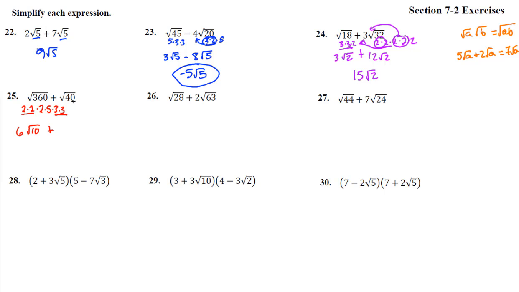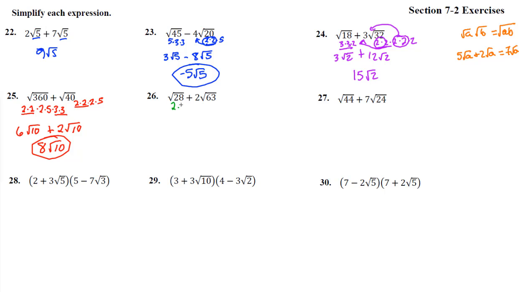Plus, square root of 40 is 2 times 20, which is 2 times 10, which is 2 times 5. So that's 2 square roots of 10. That guy comes out, but those guys both stay in. So 6 square roots of 10 plus 2 square roots of 10 is 8 square roots of 10. All right, number 26.